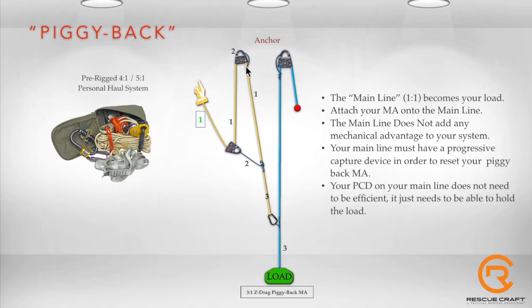If this was a 4-to-1 coming down, we're just going to have a 4-to-1 or a 5-to-1 depending on what you have. We just have to remember, as we're pulling that, we're going to get slack in this whole area. Whatever is beyond where our rope grab is, we're going to get slack. So before we can actually reset our piggyback system, we have to take the slack out of this by pulling that through, having it capture into our progressive capture here, and then this will be holding our load where we can actually reset this for efficiency.